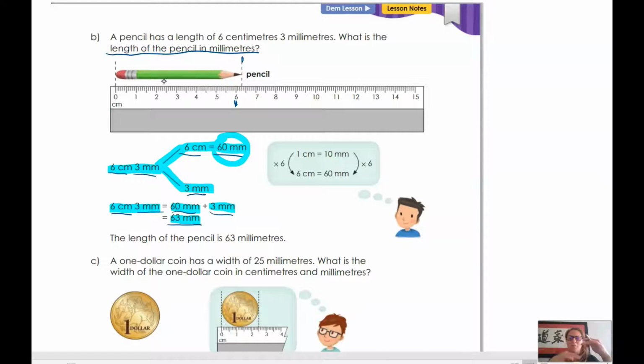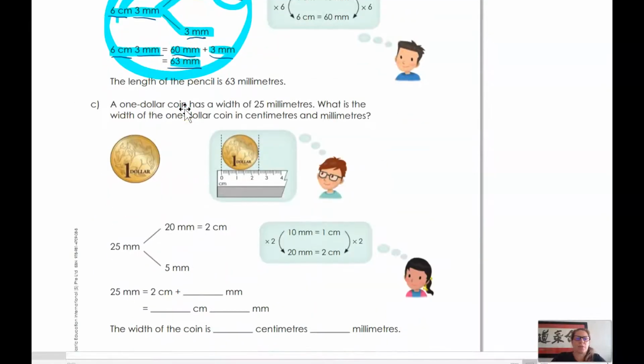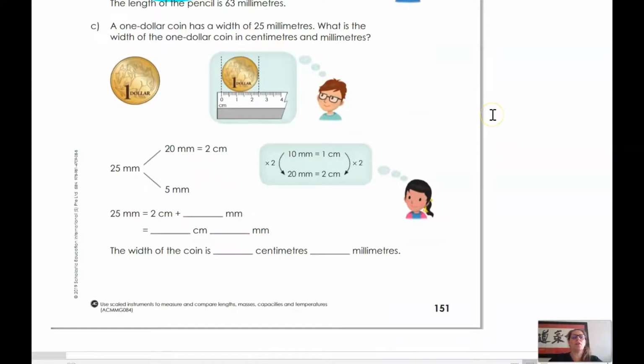So these are just breaking down all the steps. Some of you just look at 6 centimetres and 3 millimetres and know it instantaneously, but that's what your brain does. All right, let's look at this next one. A $1 coin has a width of 25 millimetres. What is the width of the $1 coin in centimetres and millimetres?